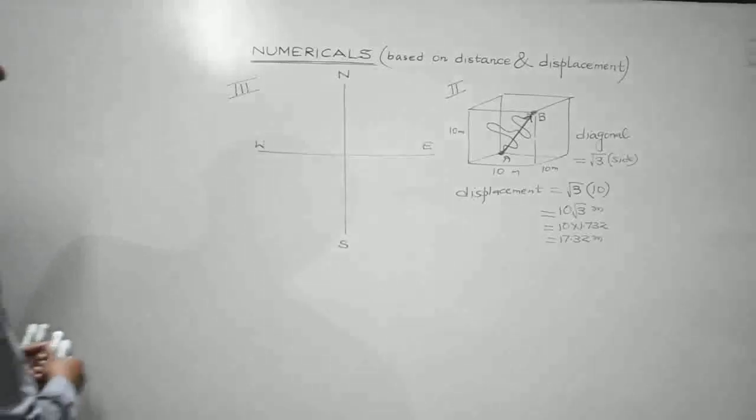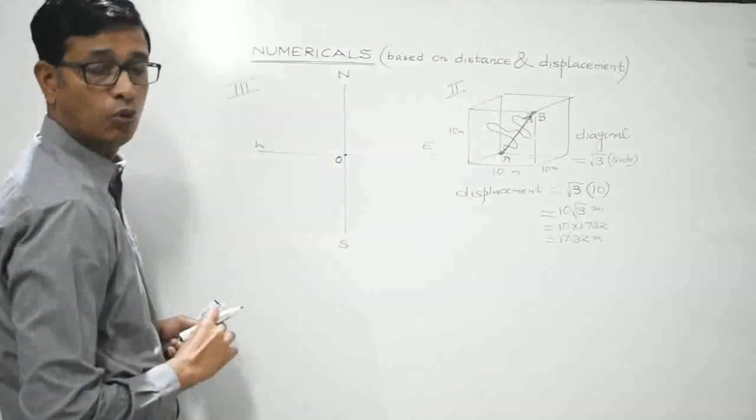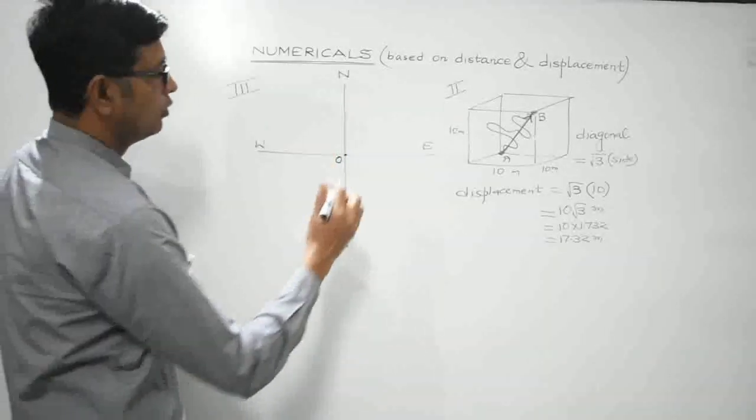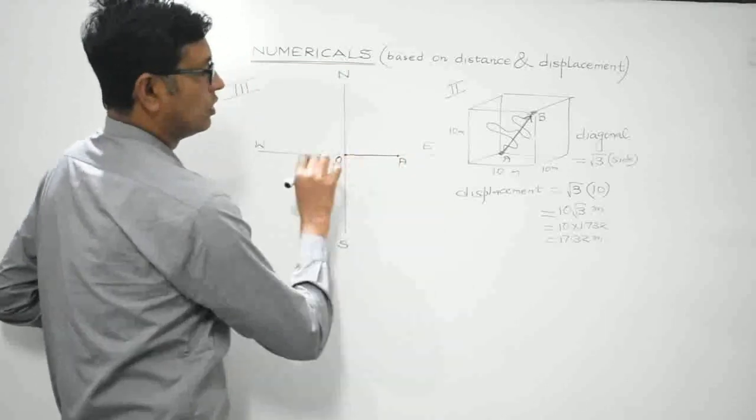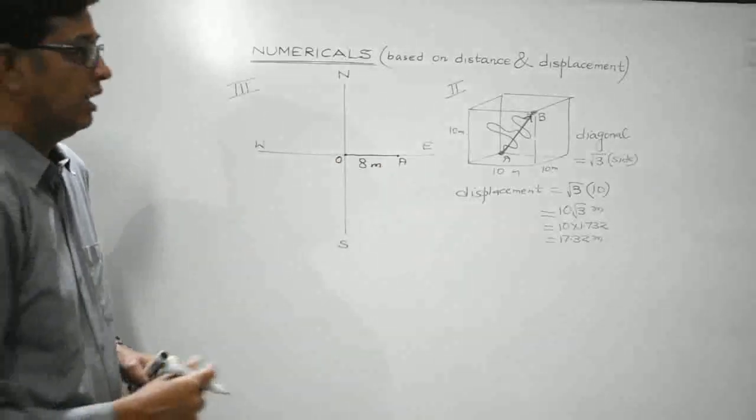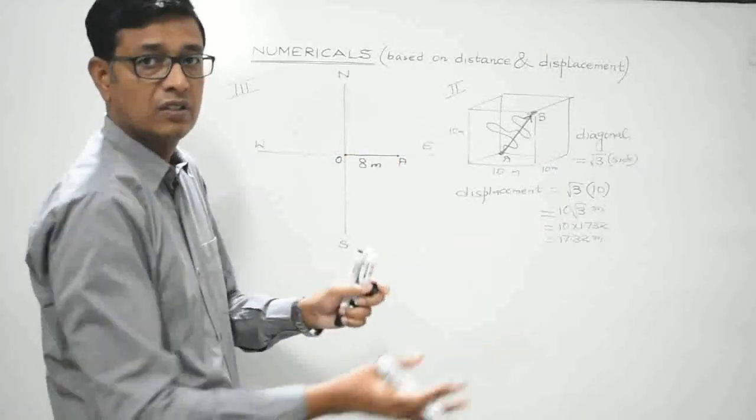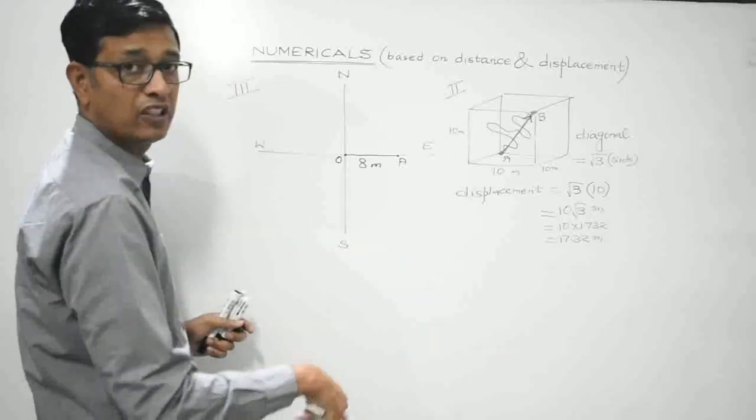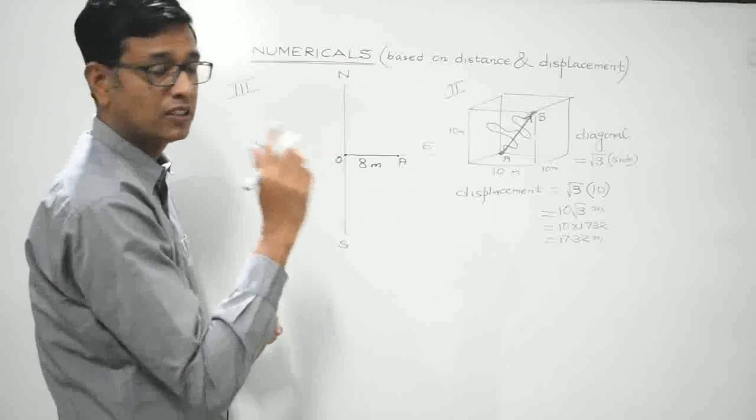The question is basically a person, let's say, starts from point O. He moves 8 meter towards east, due east, 8 meter due east. And then on reaching point A, he turns towards left and starts moving straight towards north, covering a distance of 6 meters.